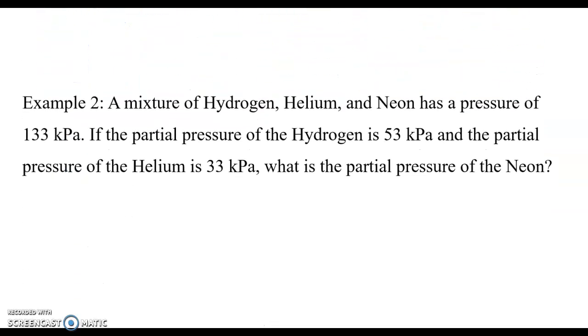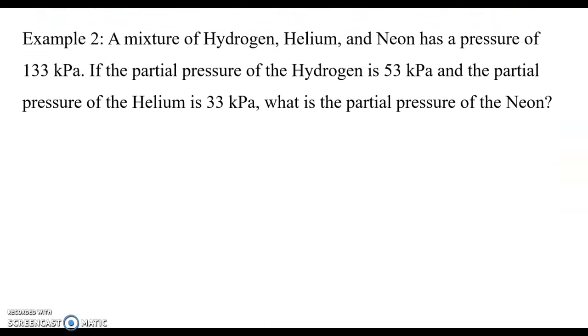We can continue to use this procedure even when we have more than two gases together in the mixture. So for example, a mixture of hydrogen, helium, and neon has a pressure of 133 kilopascals. If the partial pressure of the hydrogen is 53 and the partial pressure of the helium is 33, what is the partial pressure of the neon?